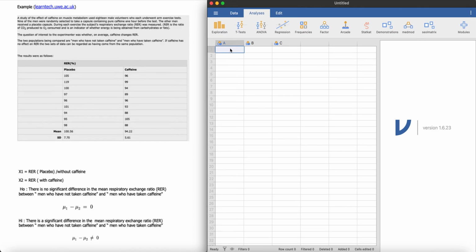Okay, so hi there everyone. We're now in our next video on statistics. What I'm going to show you today is how to run a t-test of independent samples using the software application Jamovi.